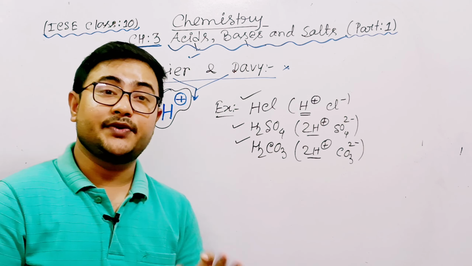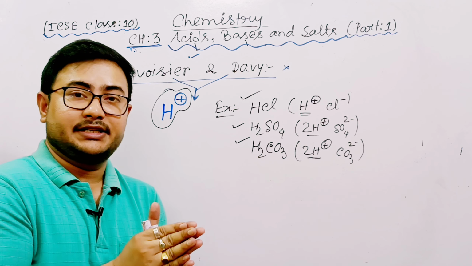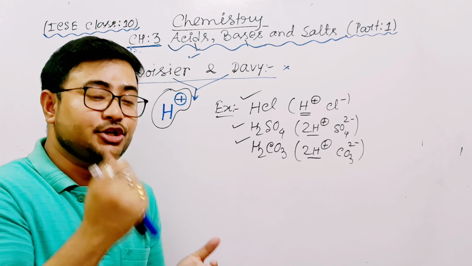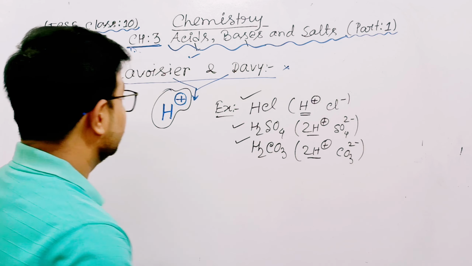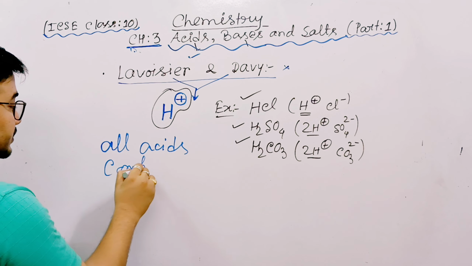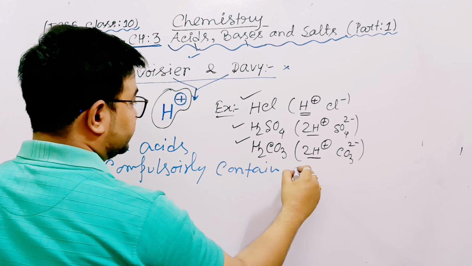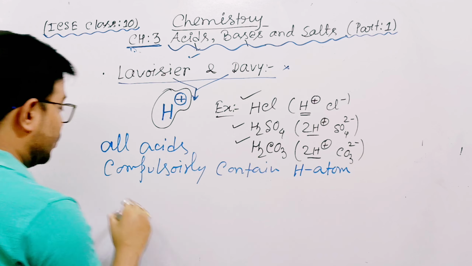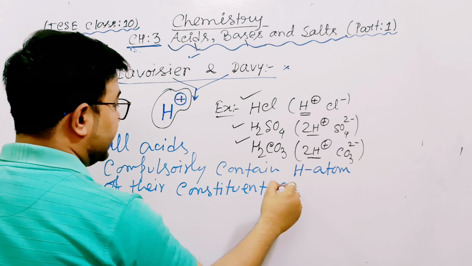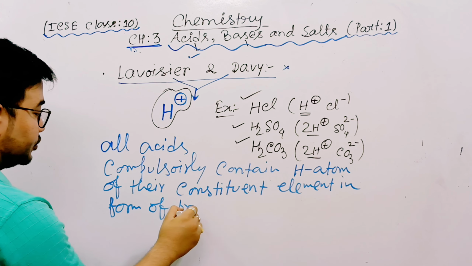So now the main definition of an acid. All acids compulsorily contain hydrogen atom as their constituent element in form of proton.